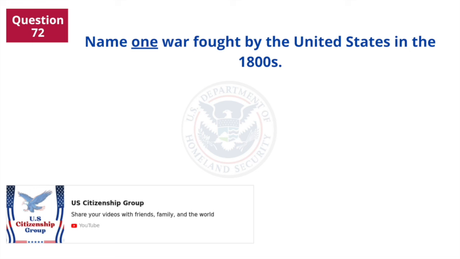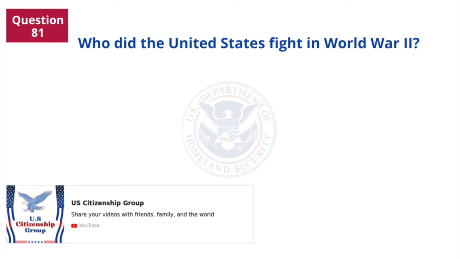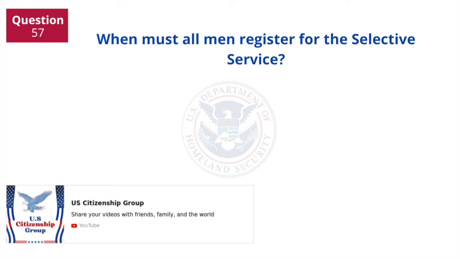Name one war fought by the United States in the 1800s. Civil War. What does the judicial branch do? Reviews laws. Who did the United States fight in World War II? Japan, Germany, and Italy. When must all men register for the Selective Service? At age 18.